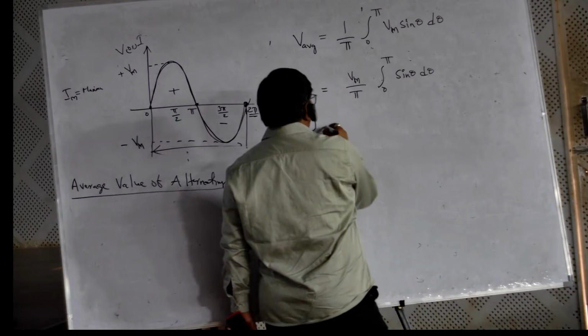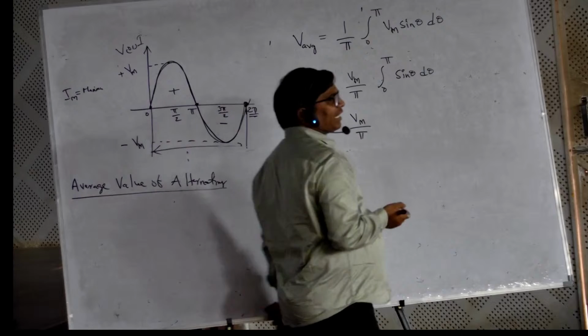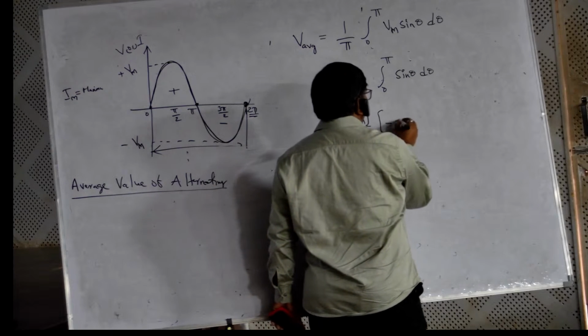Now Vm by pi is a constant. So now integrate. The integration of sine theta is minus cos theta.